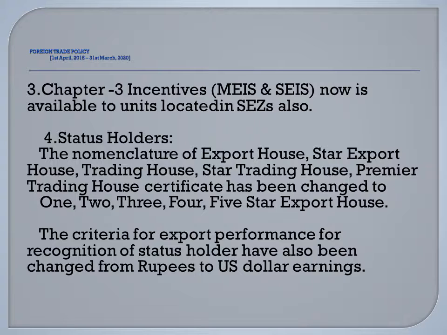Status holders. The nomenclature of export house, star export house, trading house, star trading house, premier trading house certificate has been changed to 1, 2, 3, 4, 5 star export house. The criteria for export performance for recognition of status holder have also been changed from rupees to US dollar earnings.